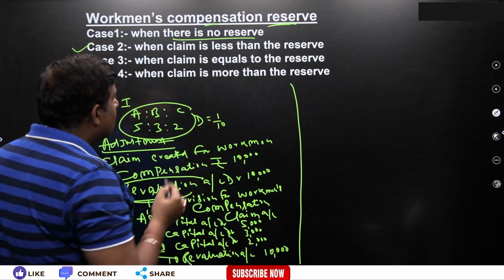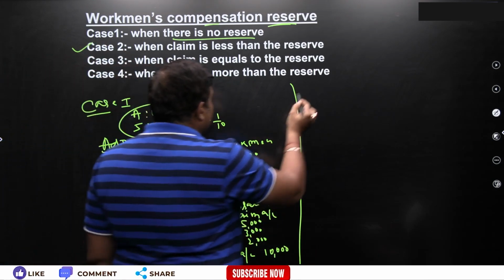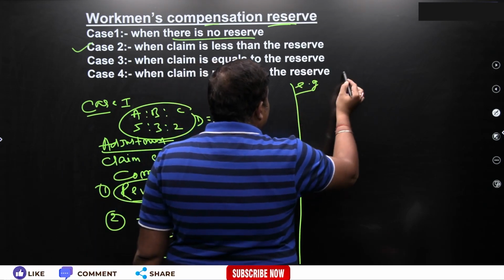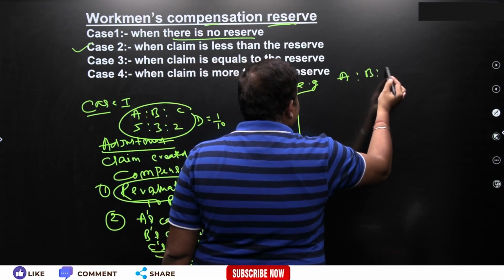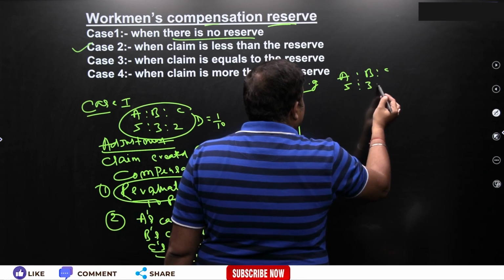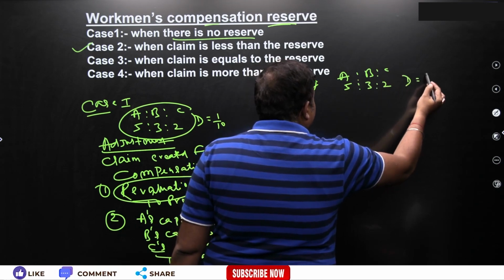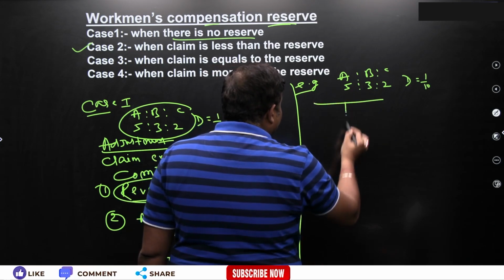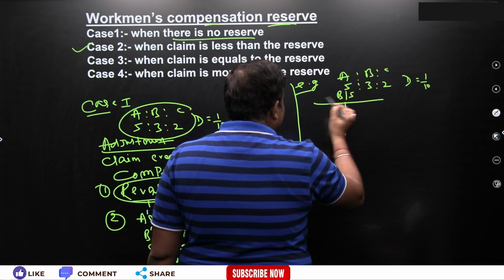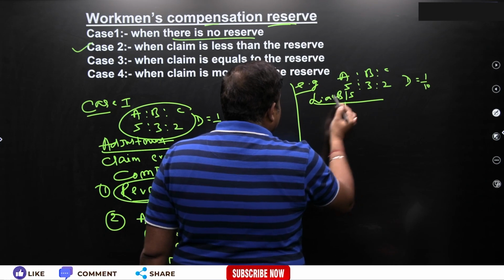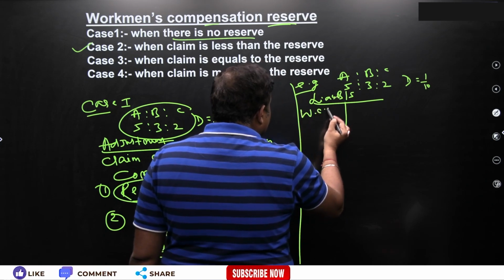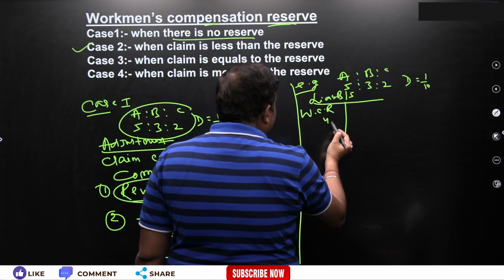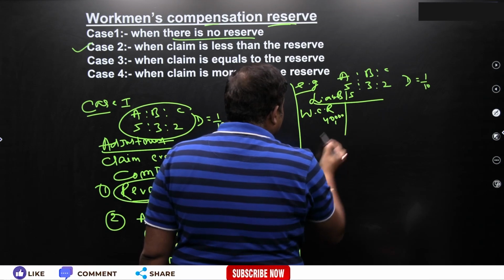Alright. Now, I am taking the same example here for case 2, when the claim is less than the reserve. Same thing: A, B and C were the old partners having a share of, say, 5:3:2, and D is joining the firm for a 1/10 share. Okay, and they have given you the balance sheet, and on the left hand side, that is the liability side, they have given you a workman compensation reserve of, say, 40,000.